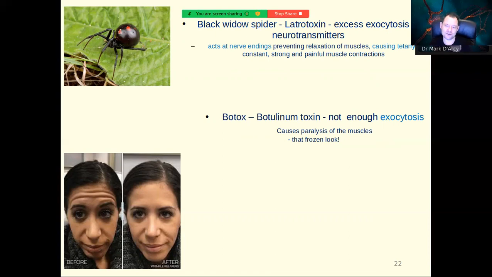Sometimes we use this science, however, to our benefit, depending on your definition of benefit. For example, Botox. Botox is botulinum toxin. It's a toxin that even small amounts ingested into the body will kill you. Very small amounts will kill you. But even very, very tiny amounts injected into muscles around the face, for example, can result in the softening or removal of wrinkles. Botox. So this is caused by not enough exocytosis.